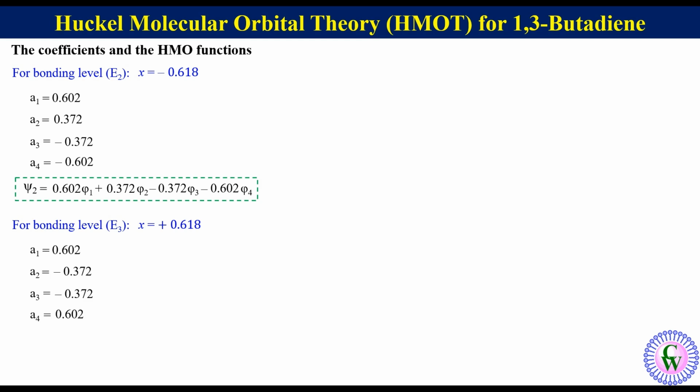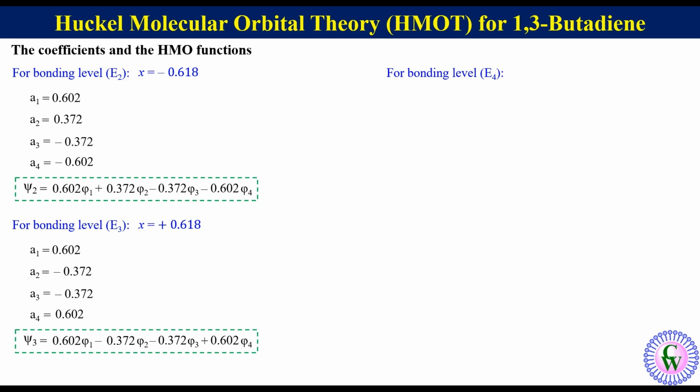So psi 3 will be equal to 0.6025χ1 minus 0.3725χ2 minus 0.3725χ3 plus 0.6025χ4. For anti-bonding level E4, x is equal to plus 1.618. So A1 will be equal to 0.372, A2 is equal to minus 0.602, A3 is equal to plus 0.602 and A4 is equal to minus 0.372.